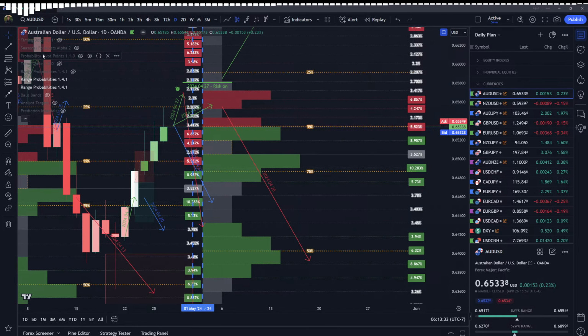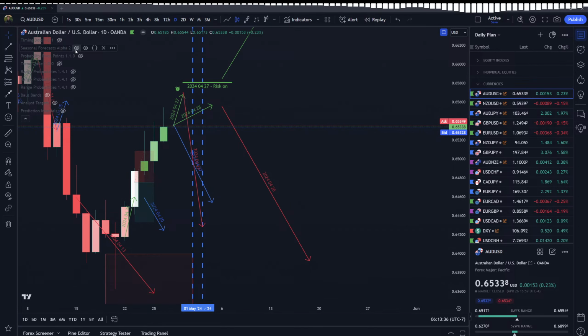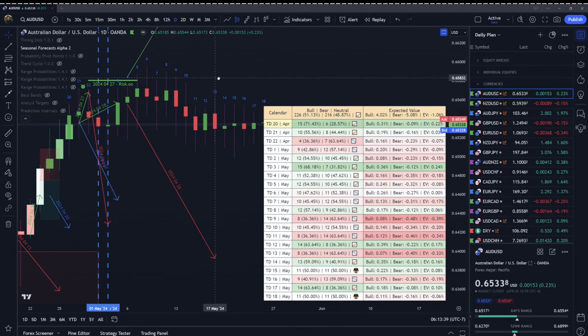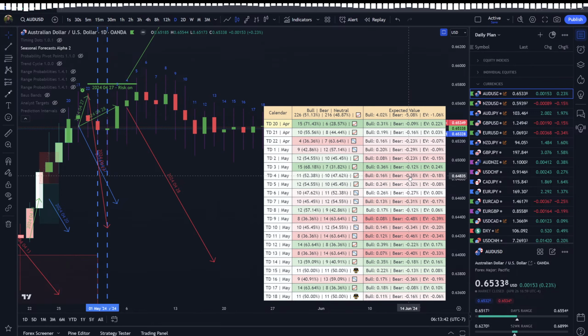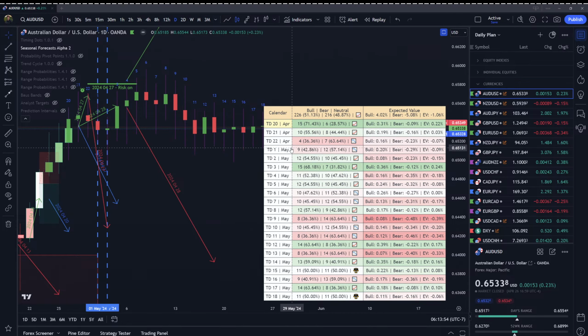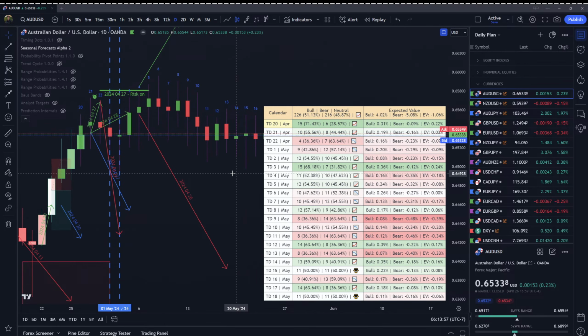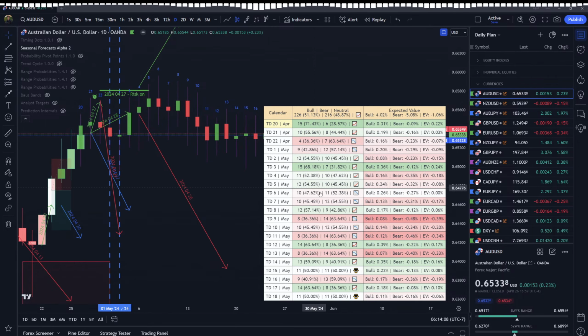And let's go ahead and bring up our seasonal forecasts tool. So it seems like most of the negative expected value comes in after the third trading day of May. We do have some here over the next few days, some in the first couple of trading days of May. But seasonally, over the last 24 years or so, since essentially 2000, again, this chart goes back, I think, to 2002, 2003. So we have 20 years of data to work with here.